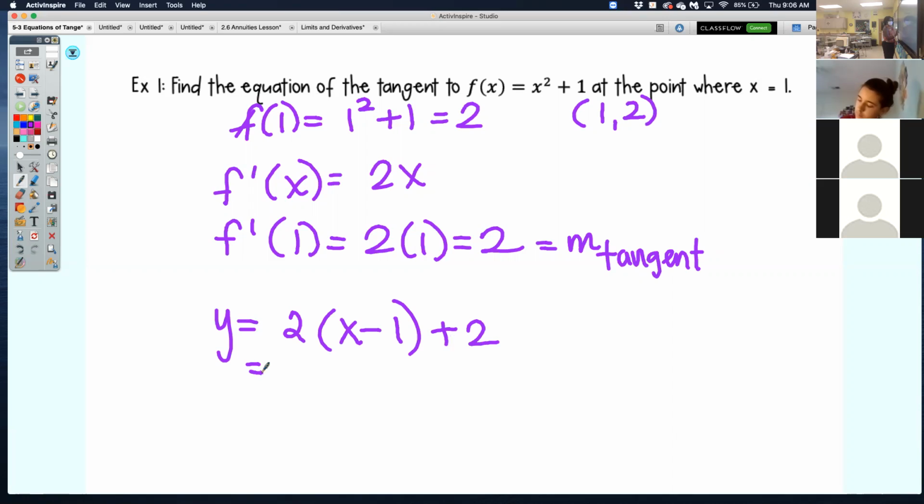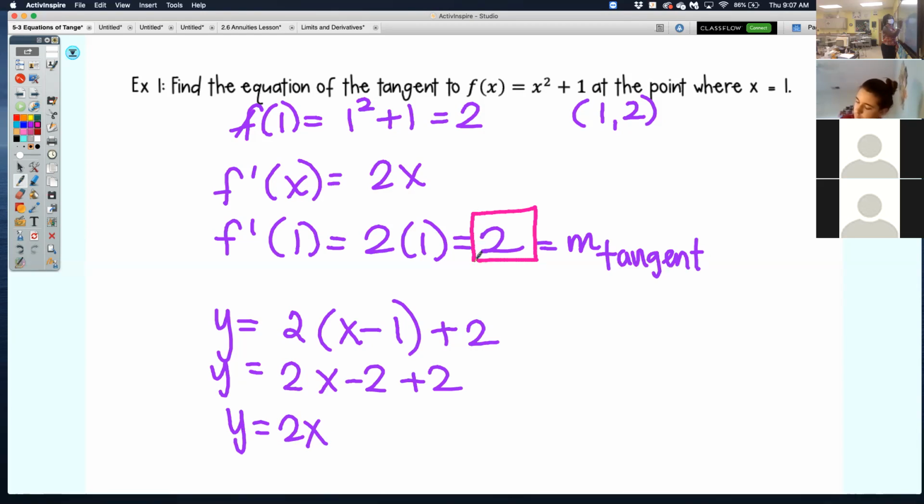Of course, we want to distribute this and simplify. So the equation of our tangent line is y equals 2x. Correct. But there are a lot of 2's, and this particular 2 is the slope of the tangent line. Okay?